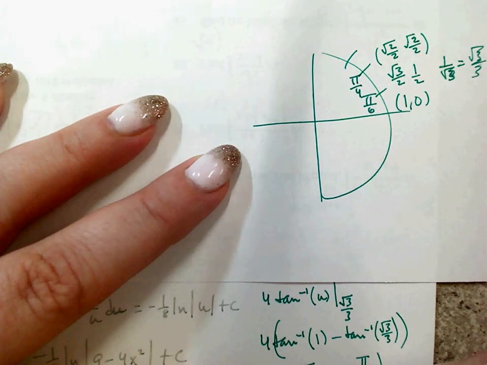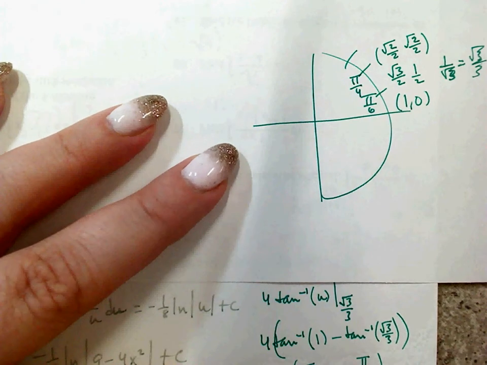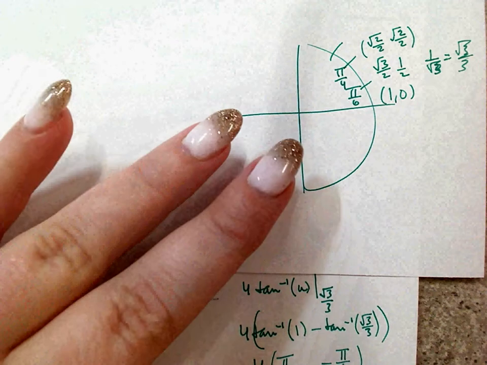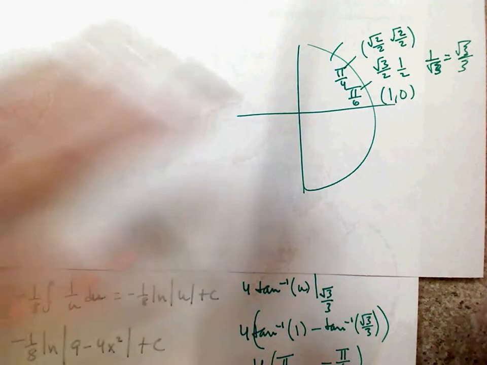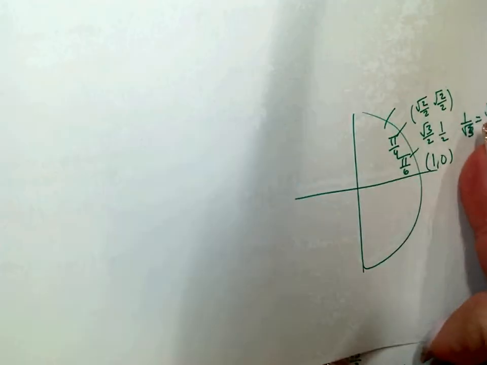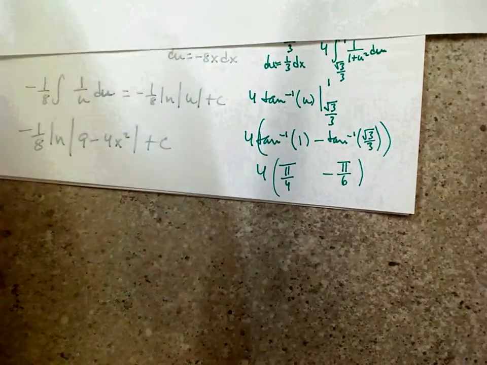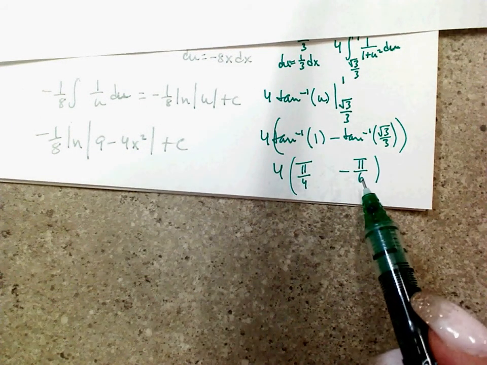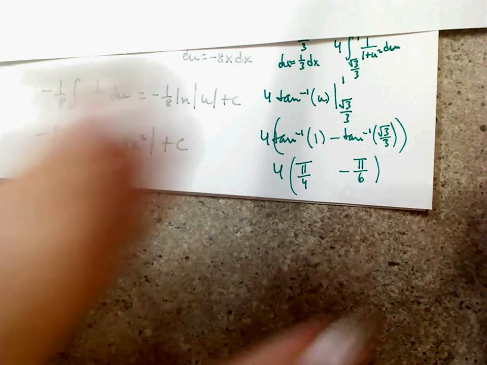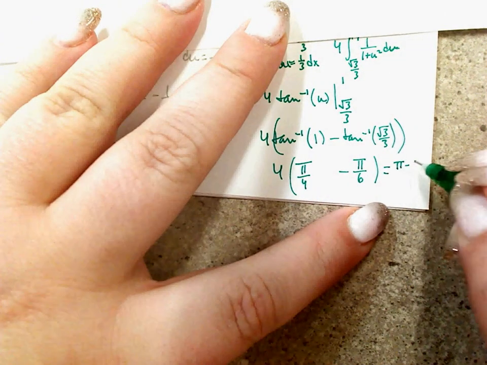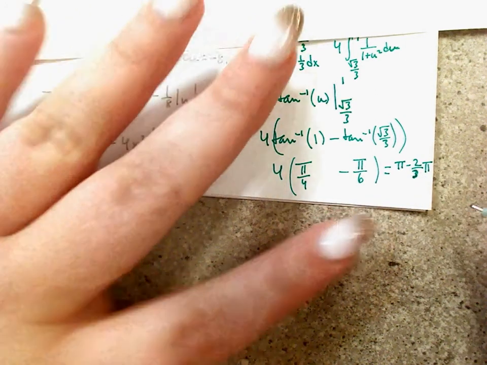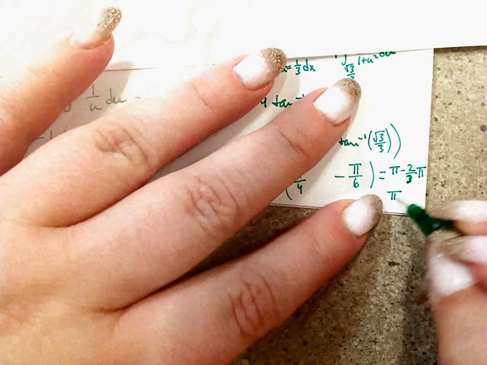So we've really got pi over 4 minus pi over 6, so 3/12 pi minus 2/12 pi, which is 1/12 pi. So pi over 12 is my answer.